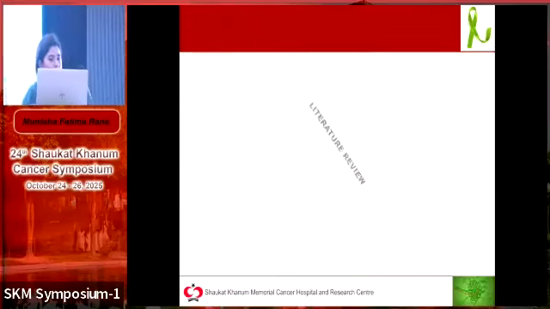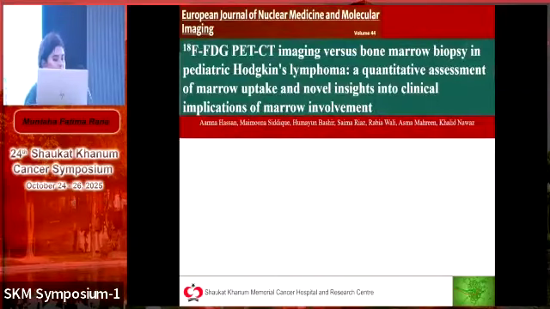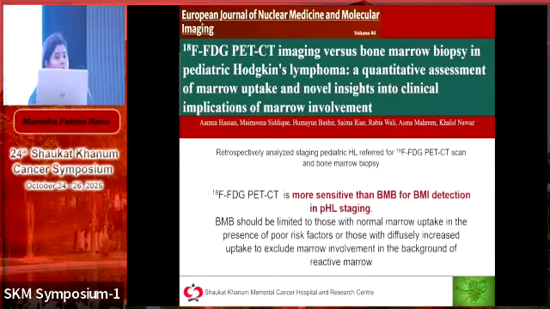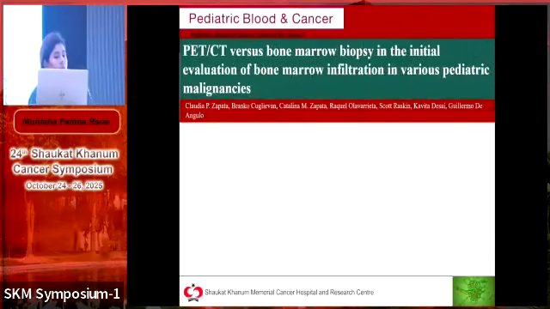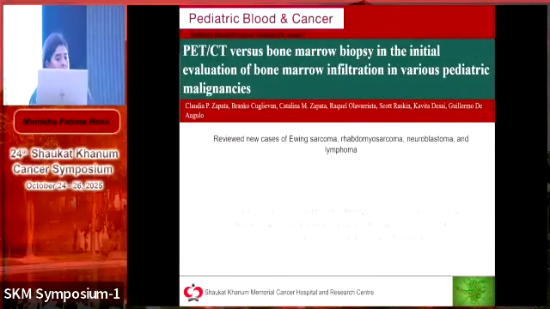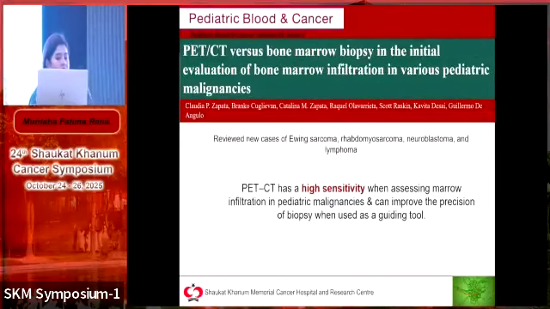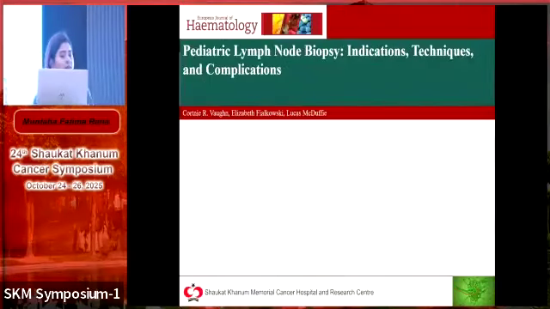Coming to the literature review, this study, a very own institutional study, compared FDG PET-CT scan findings with bone marrow biopsy results, and they concluded that FDG PET-CT is more sensitive than bone marrow biopsy for bone marrow involvement detection in pediatric Hodgkin lymphoma. And another study which compared PET-CT scan versus bone marrow biopsy in multiple pediatric malignancies also suggested that it has high sensitivity when assessing marrow infiltration. I am going to highlight this article.